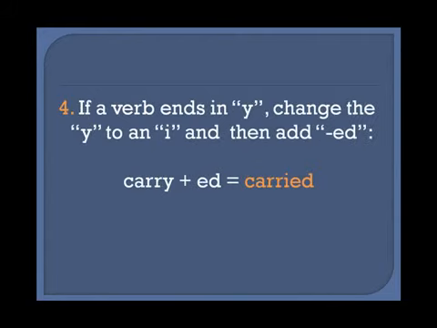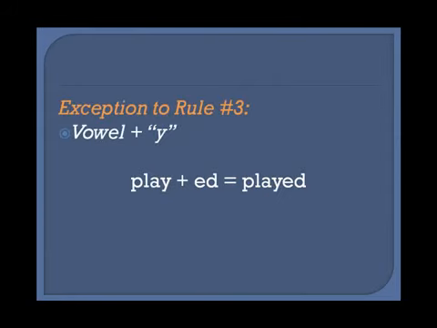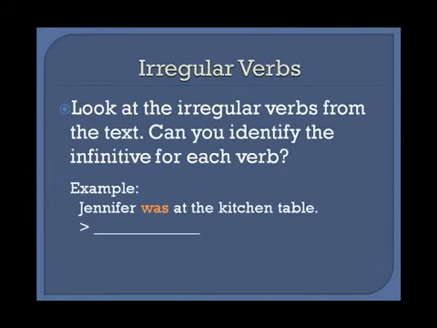Rule 4. If a verb ends in Y, change the Y to an I and then add ed. For example, the verb carry. Before we add ed, we change the Y to an I and then we get carried. There's one exception to Rule 4. That's when there's a vowel before Y. For example, in play, we have A before Y. We will not change the Y to an I. We'll simply add ed, played.